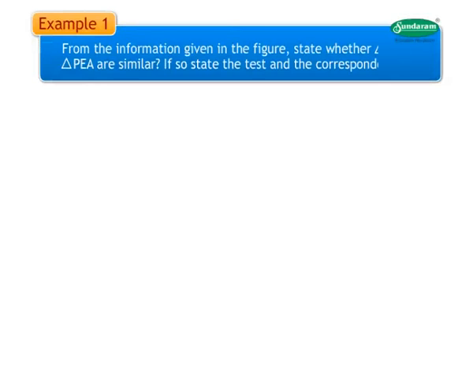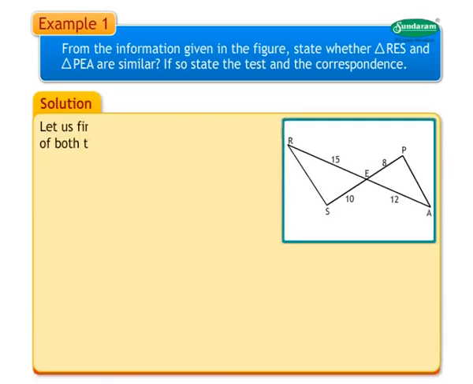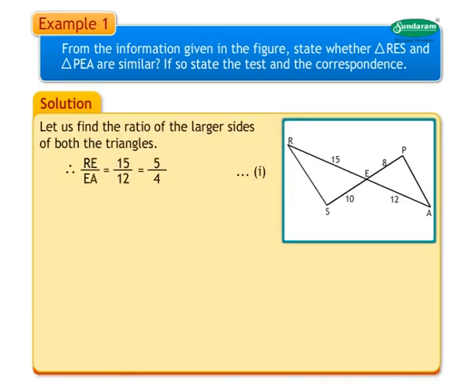Now let us solve a few examples. Example 1. From the information given in the figure, state whether triangle RES and triangle PEA are similar. If so, state the test and the correspondence. Solution. Let us find the ratio of the larger sides of both the triangles. RE upon EA is equal to 15 upon 12, which is equal to 5 upon 4. Let us mark this as statement 1.